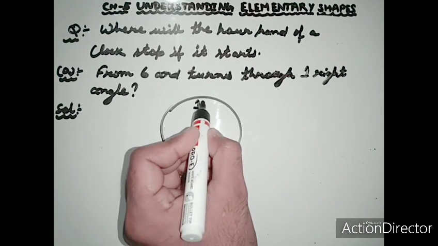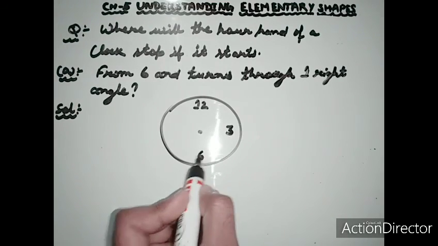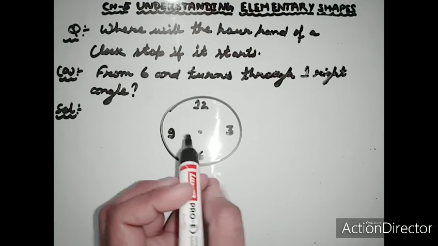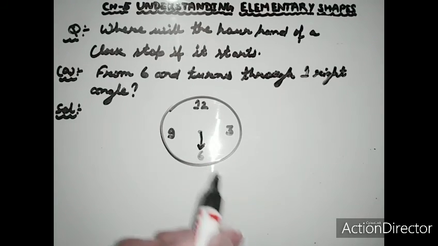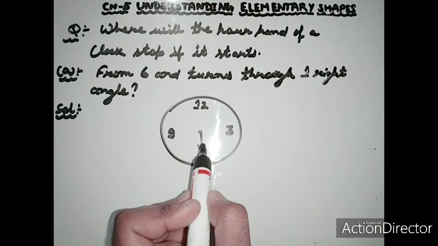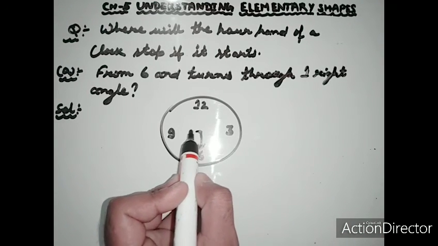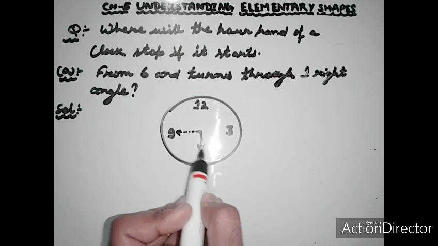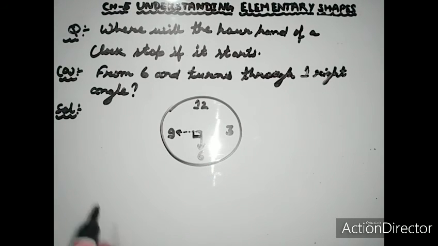So here we write 12, 3, 6 and 9. Now we'll start with 6 and move through one right angle, meaning from this point to this point, right, from 6 to 9, and it forms only one right angle here. So here we write 9. Okay, so the clock stops at 9.